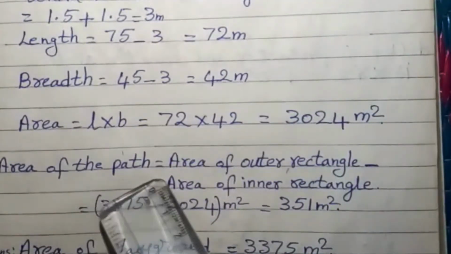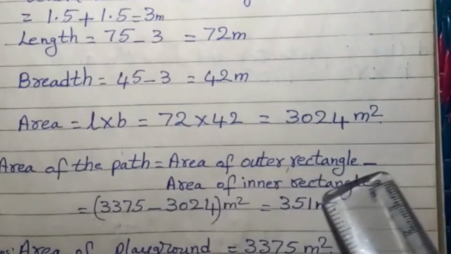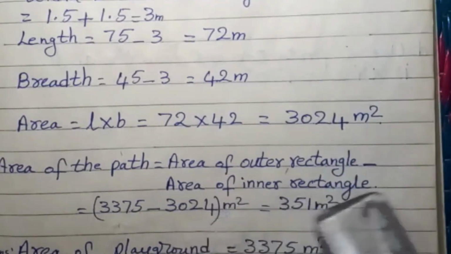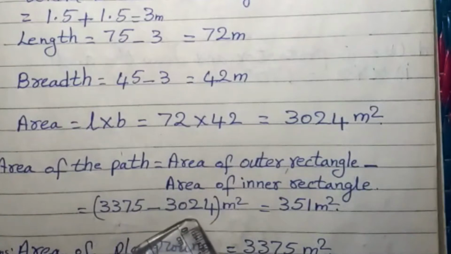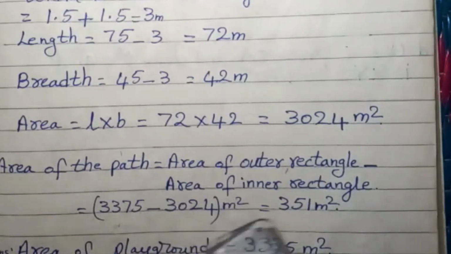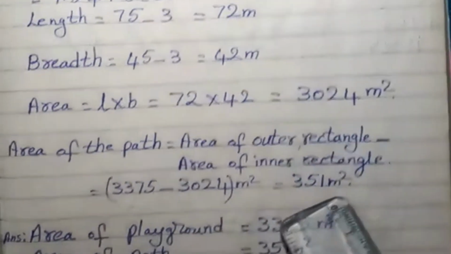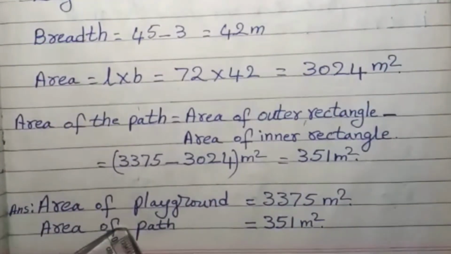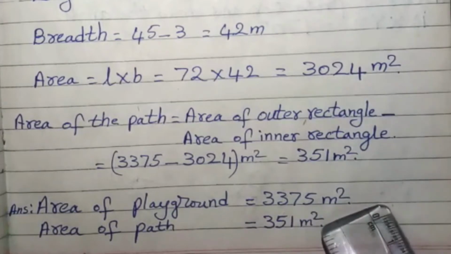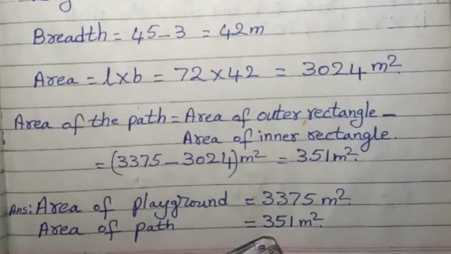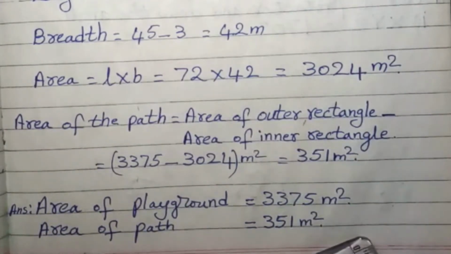Area of the path is equal to area of outer rectangle minus area of inner rectangle. 3,375 minus 3,024 square meters is equal to 351 square meters. Area of playground is equal to 3,375 square meters. Area of path is equal to 351 square meters.